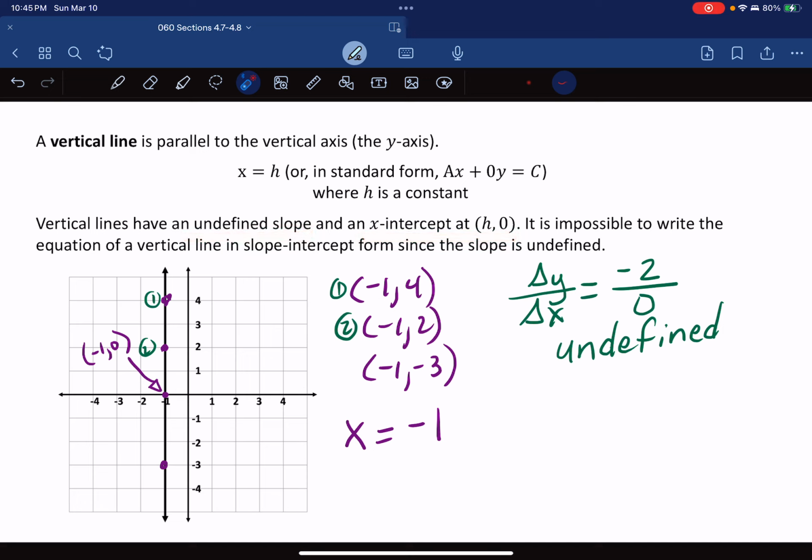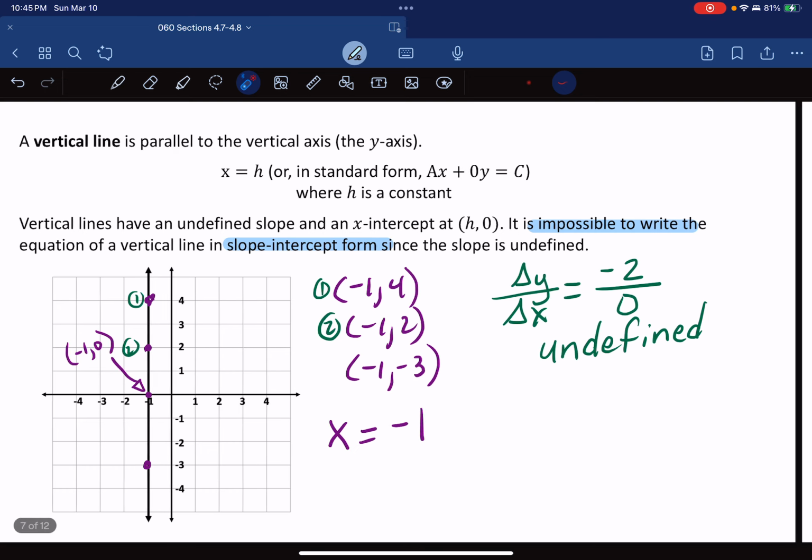One thing to know is for a vertical line, we can write a vertical line in standard form. However, it is impossible to write it in slope-intercept form. A vertical line cannot be written in slope-intercept form at all. And that is because we don't have a slope. So we can't have y equals anything because there's no y. There's no slope.